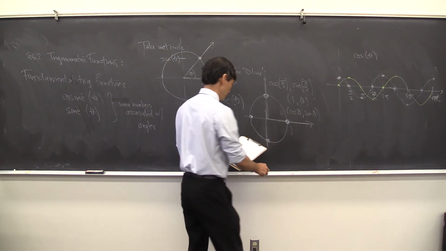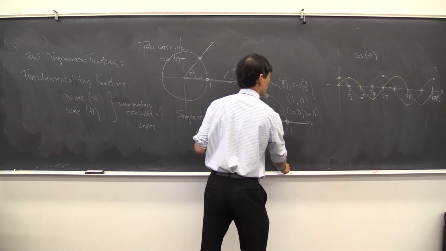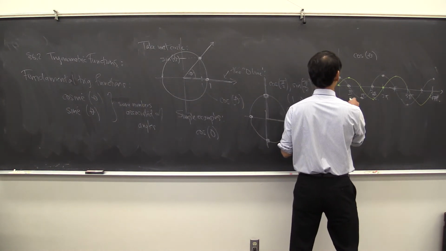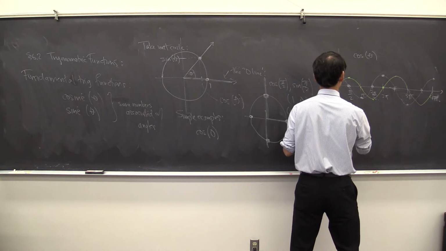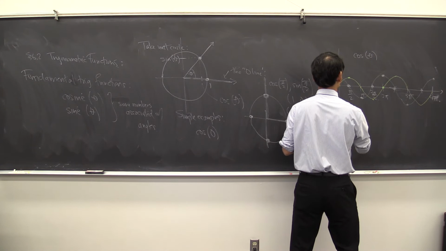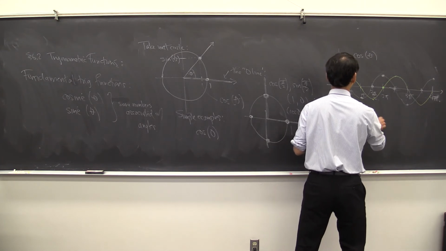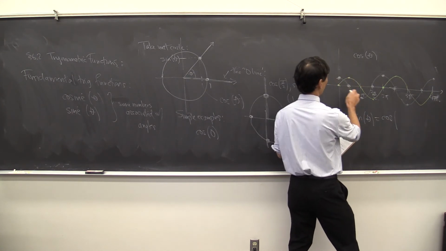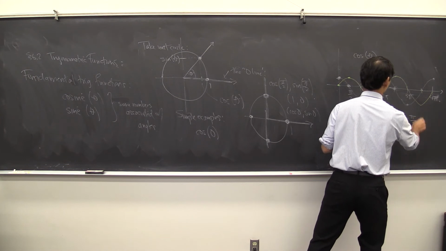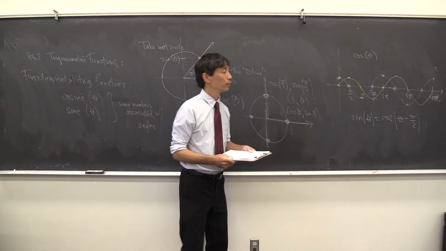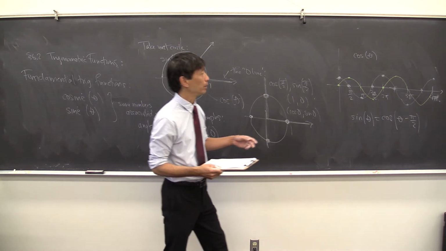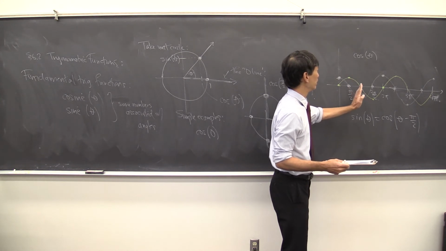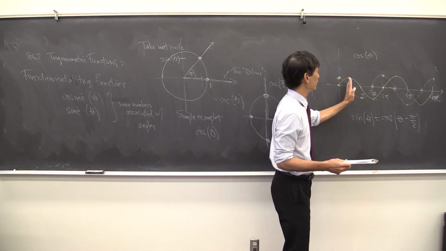What you see is that sine of theta is the same thing as the cosine of theta minus pi over 2. You see that one is a shift of the other. This one, if you shift it over to the left, then you get the other one.